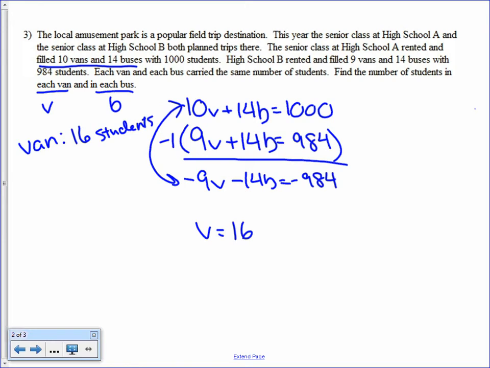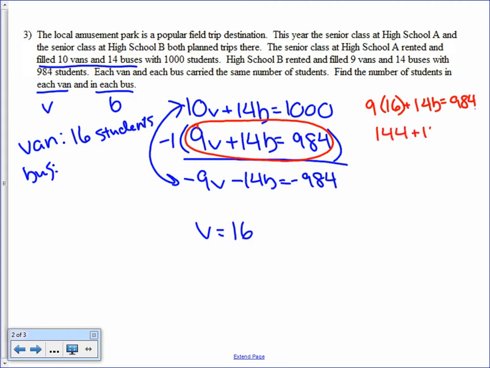And we're going to find the number of students in the bus, so we just have to take that 16 and plug it into one of the equations. Looks like the middle one right here, without that negative, might be the easiest one to use. So 9 times 16 plus 14b equals 984. 9 times 16 will give me 144 plus 14b equals 984.